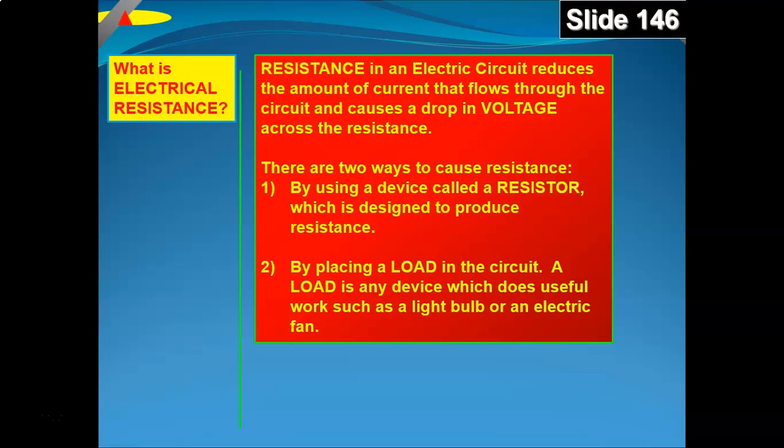Both of those things, either a resistor or a light bulb or electric fan, will cause the voltage to drop, and that means that the voltage at one end of the battery will be different than the voltage at the other end of the battery, and that's what's required to get current to flow.